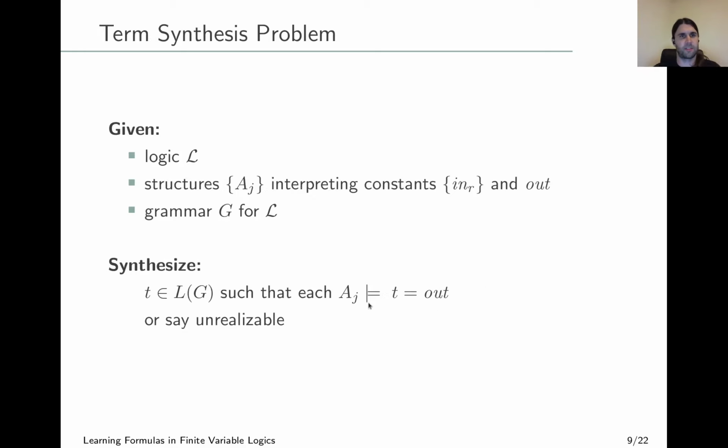And then finally, the term synthesis problem corresponding to that list example. You get a logic L and a set of structures, each one interpreting some input constants and an output constant, just modeling input-output examples, and a grammar G. Synthesize a term T from the grammar so that in each structure T is equal to out.